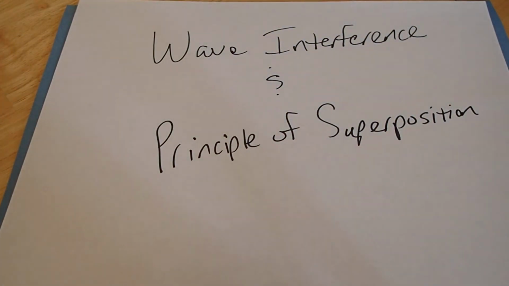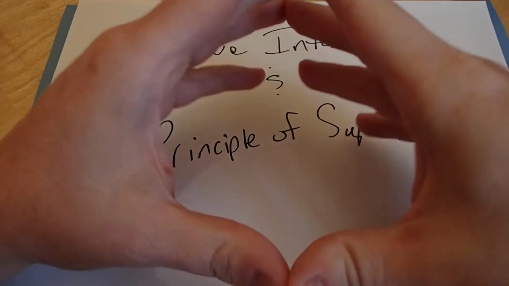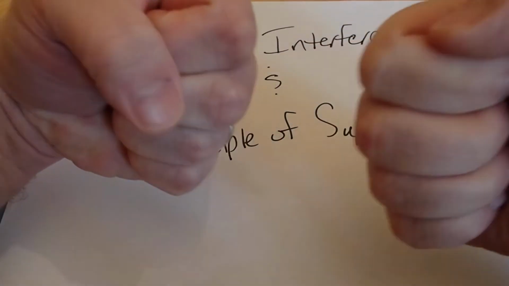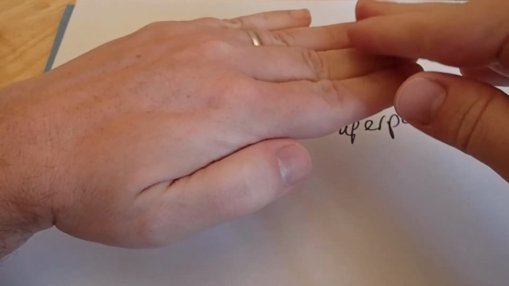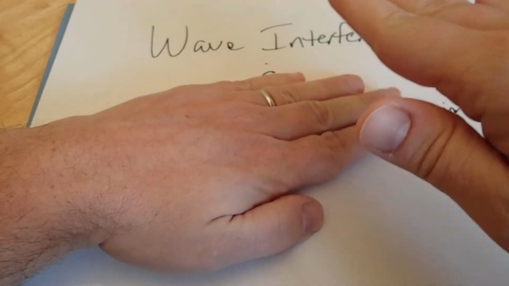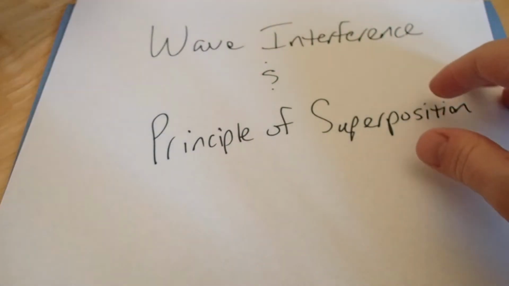All right, so first thing we're going to talk about is wave interference and the principle of superposition. The first thing you need to realize about waves is that they're not like actual physical matter that interacts or affects each other. For instance, I have this hand here. If I slap it down, it's been affected by my other hand.